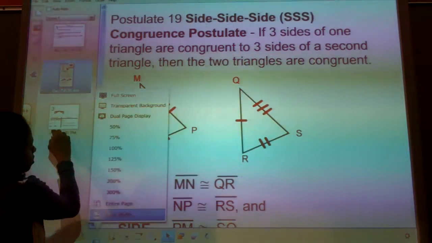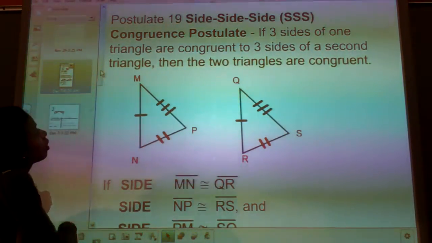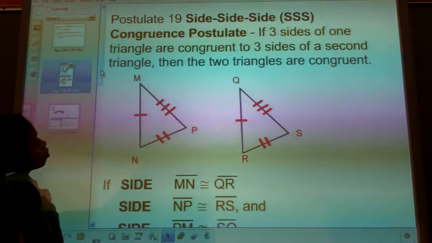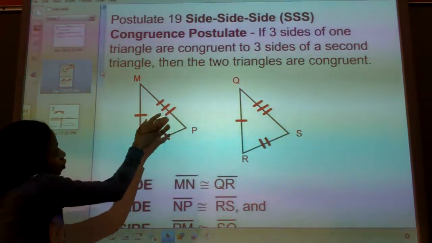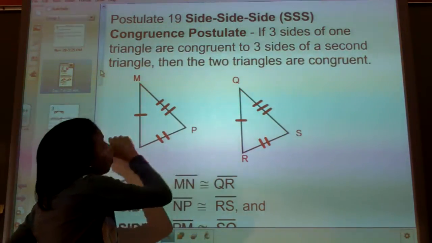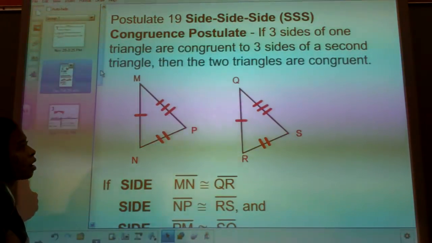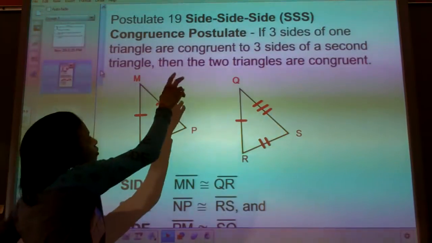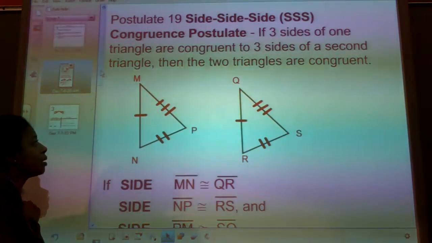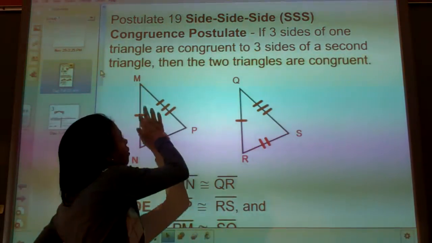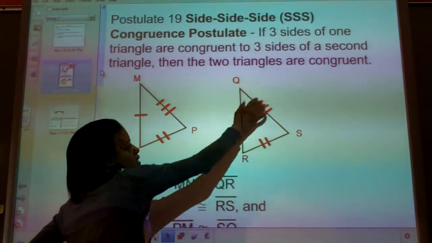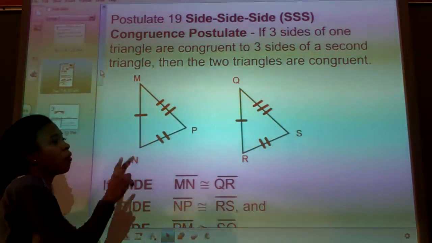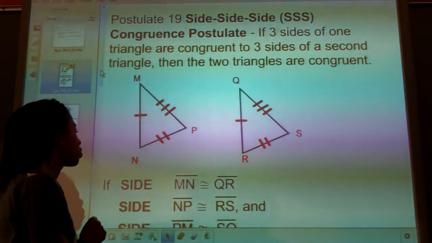Anyway, moving forward, side, side, side congruence states if three sides of one triangle are congruent to three sides on another triangle, then they are congruent. Notice the if-then statements for conditional statements, the if and the then. If three sides on the first triangle are exactly congruent to three sides on the second triangle, then both of those two triangles will be congruent.